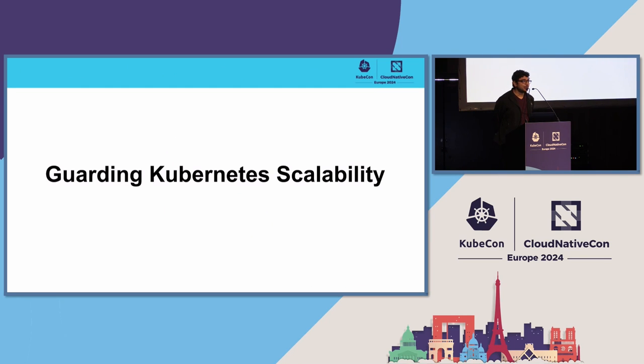OK, so now we've spoken about the toolkit. We've spoken about how we can actually go around observing and debugging scalability. Now, what does the SIG actually do in ensuring that the Kubernetes project continues to scale to basically 5,000 nodes and all the other dimensions that Wojciech mentioned earlier?